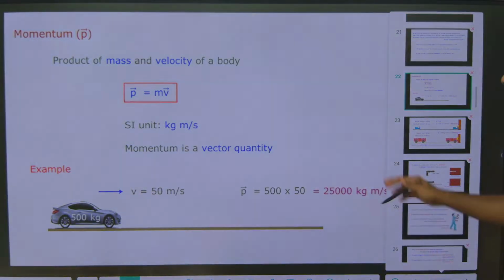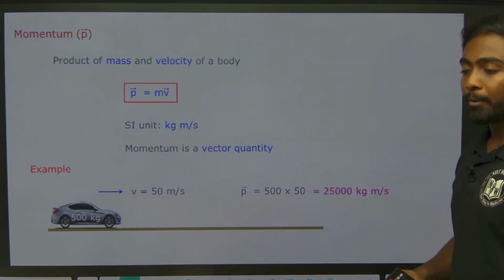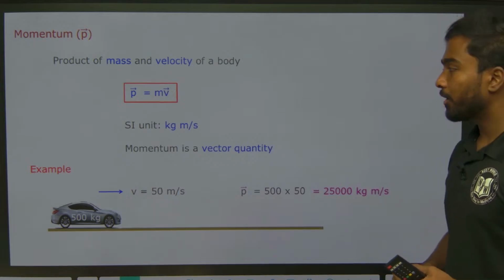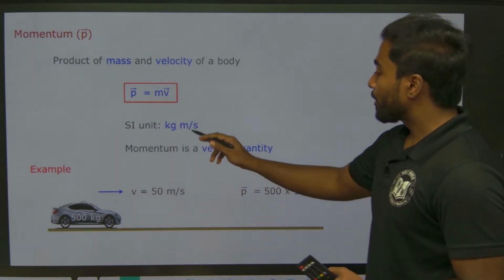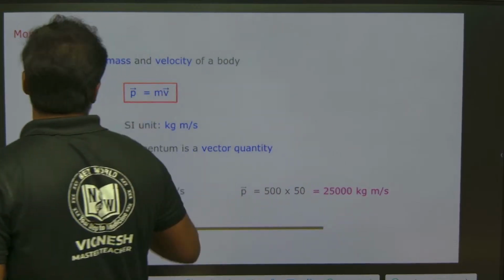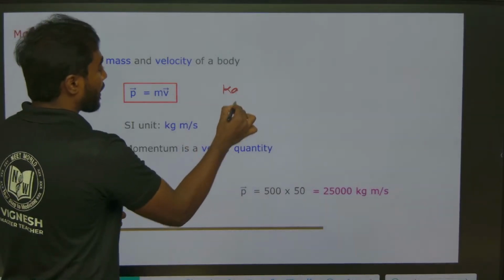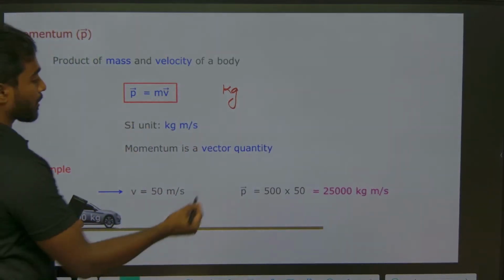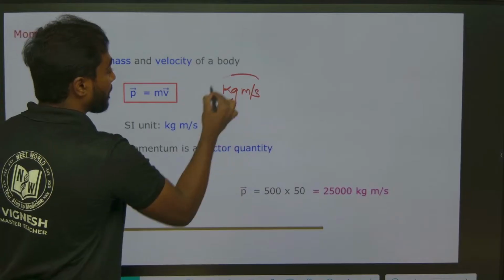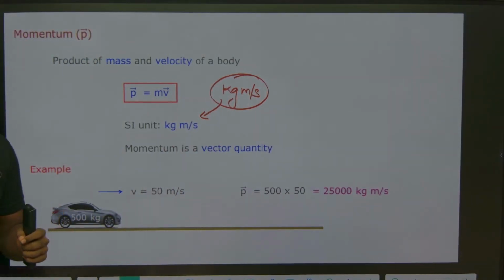So next one we'll see the topic momentum. Momentum is nothing but the product of mass and velocity. When I talk about mass, what is the SI unit of mass? It is kg, right? And velocity is meter per second. So kg meter per second will be the SI unit of momentum, and it is a vector quantity.